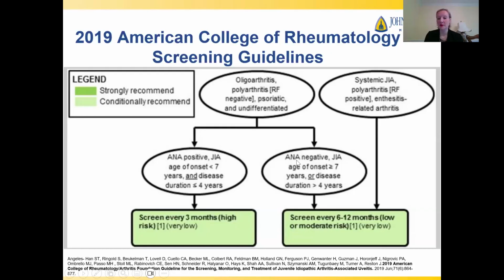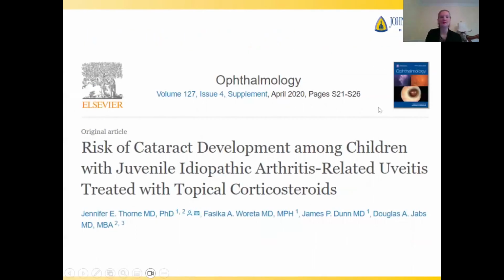And so the alternative would be somebody who's ANA negative, so 1 less risk factor. They've had the disease for many years, because we know the onset of symptoms is within about 5 to 7 years on average. So the longer they have the disease, or the older they are, the less likely, if they don't have it already, to develop the complications. So we want to screen every 6 to 12 months in those cases, along with the systemic arthritis population, which we know has the lowest risk.